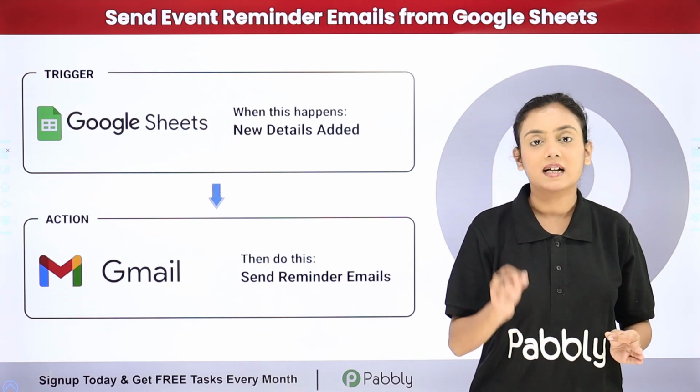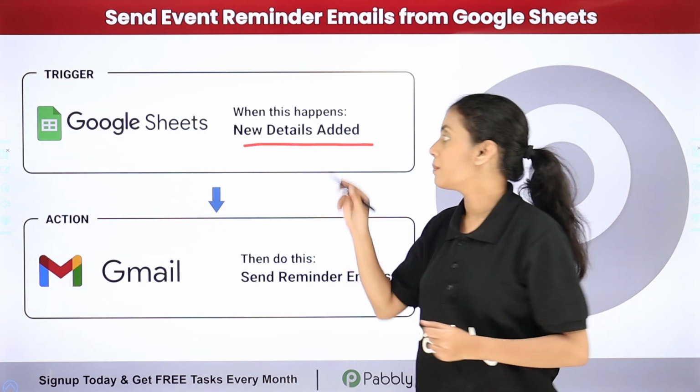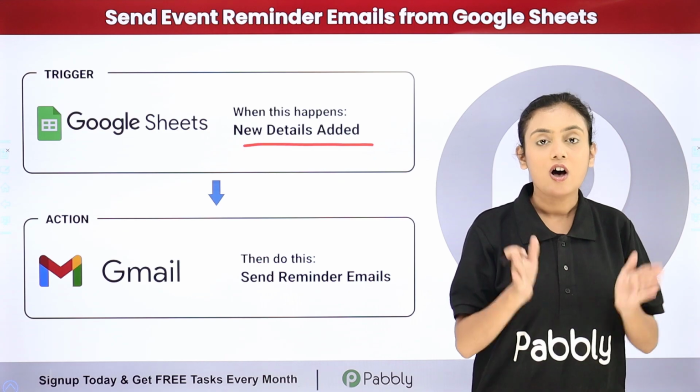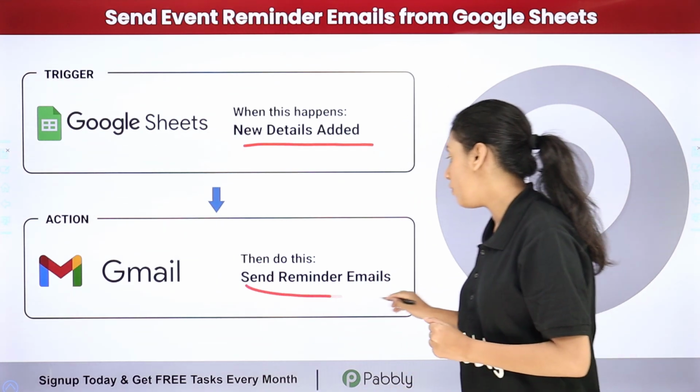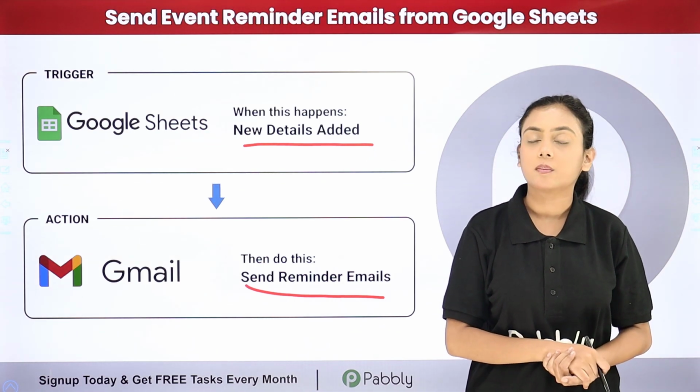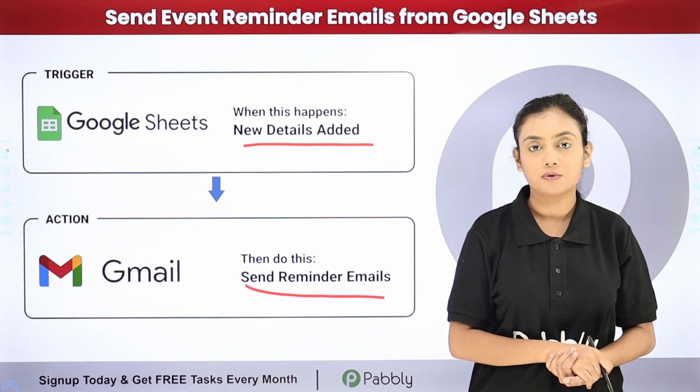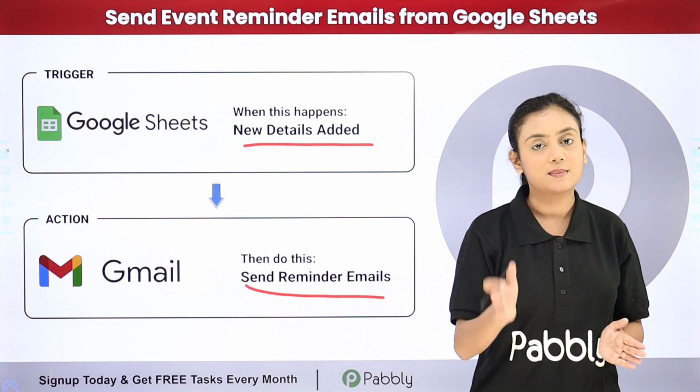So my objective is that as soon as I add the details of the participants in my Google Sheets, automatically to that participant, the email reminder should be forwarded a day before and an hour before the event on their Gmail account. Now doing this manually takes me a lot of time.